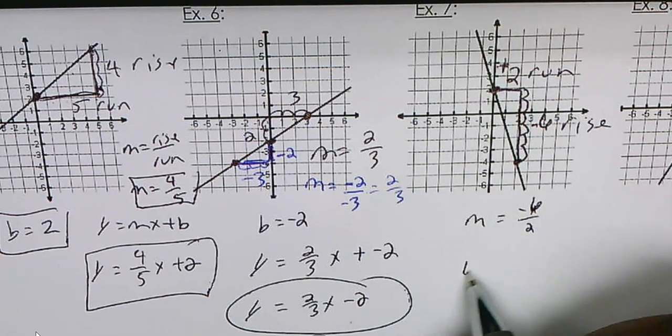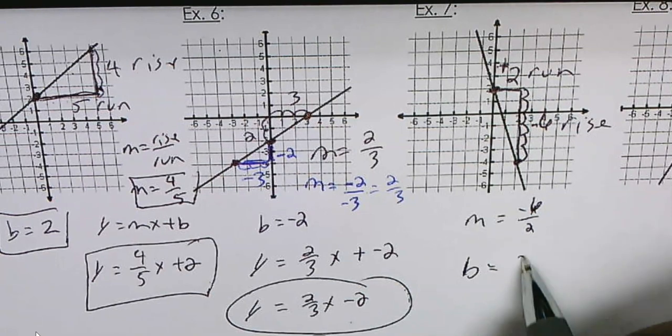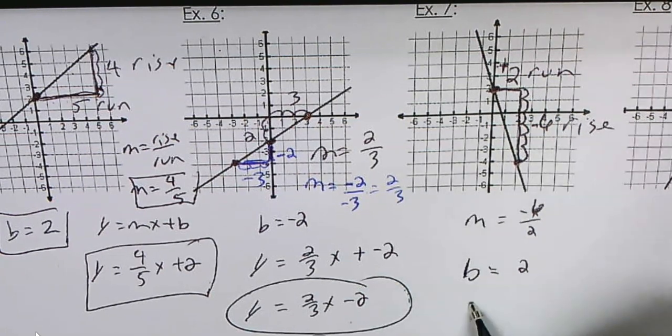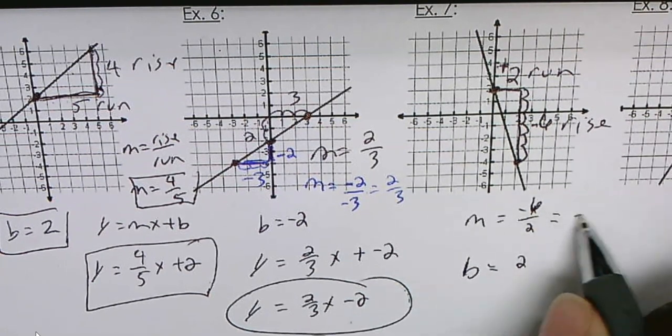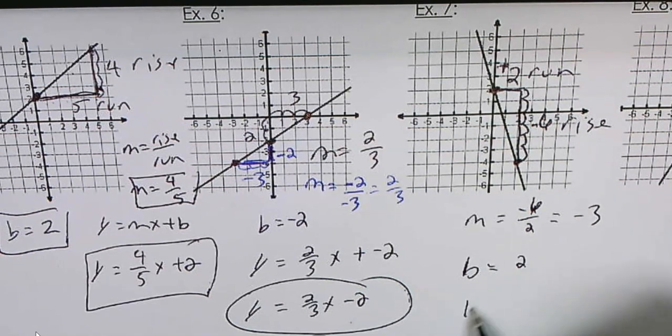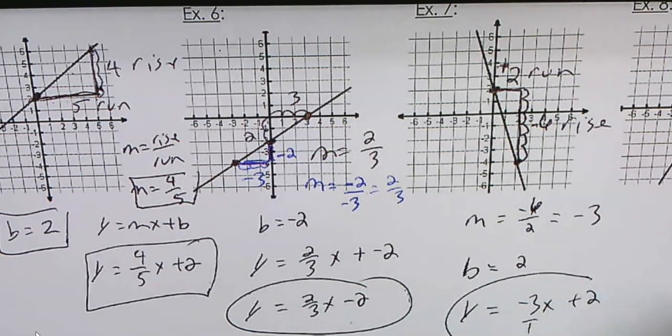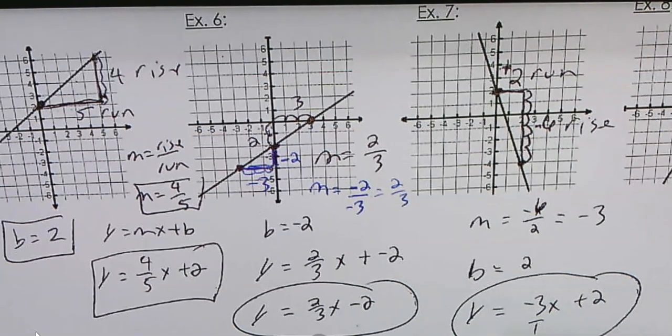My y-intercept, or b, would be 2. So the equation is -6 over 2, reduced to -3. So the equation would be y equals -3x plus 2. You could call that -3 over 1, so you can always see it as a slope. Sometimes you don't see it written as a fraction. Sometimes you just see it written as a number. But it's a good rule to always think about it as a fraction.